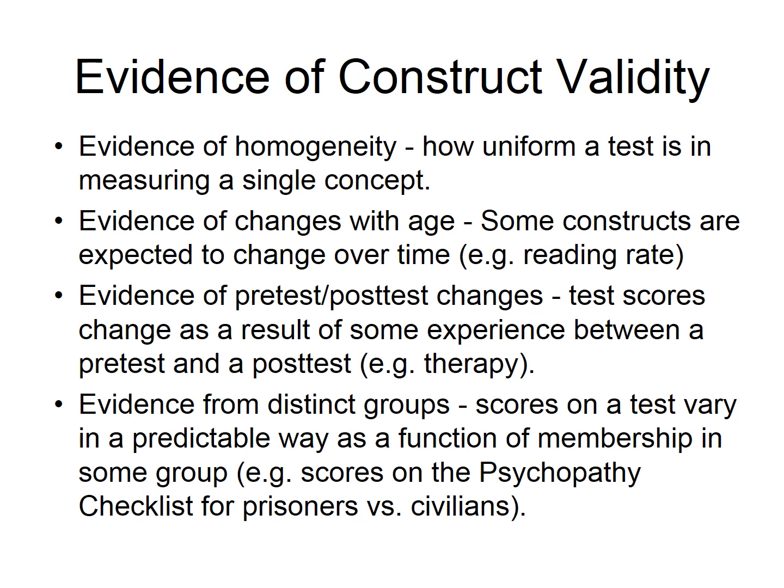So if we use a measure that we think is measuring the construct of reading ability, we give it to 4-year-olds, 5-year-olds, 6-year-olds, and 7-year-olds, we'd expect to see a little bit of change. We'd expect each age group to do a little better on the test. If we find that, that's further evidence of construct validity.